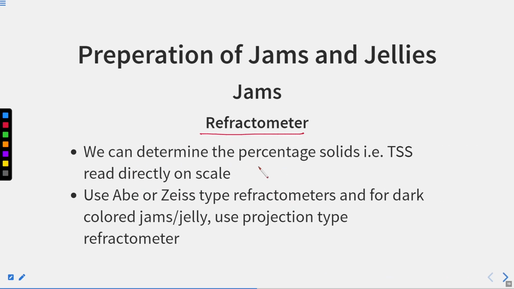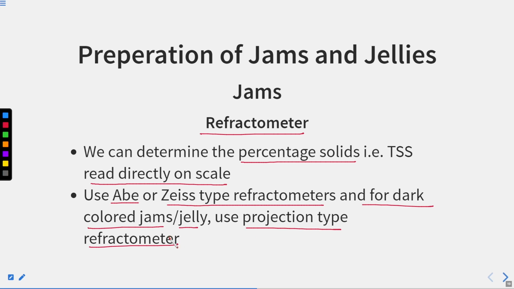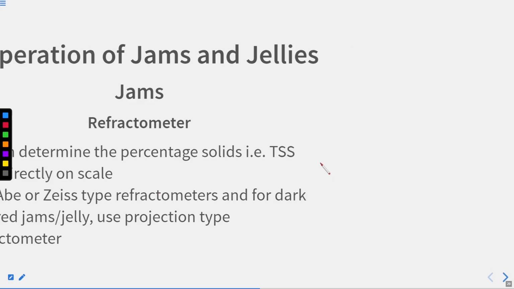Refractometer. With it we can determine the percentage of soluble solids, that is TSS, read directly on the scale. Use an Abbe or jelly-type refractometer, and for dark colored jams and jellies, use a projection type refractometer. So the percentage of solids, how much solid material is there, right? So consistency is determined by the refractometer.